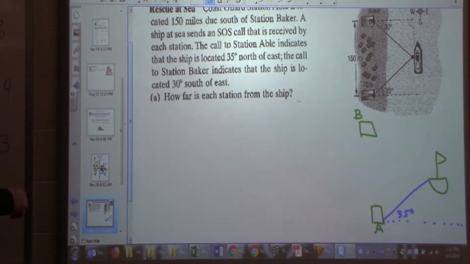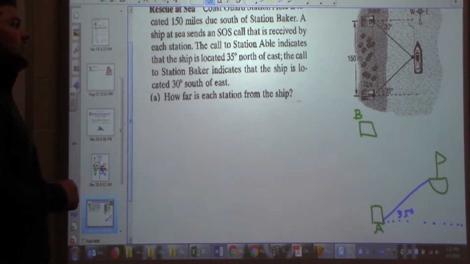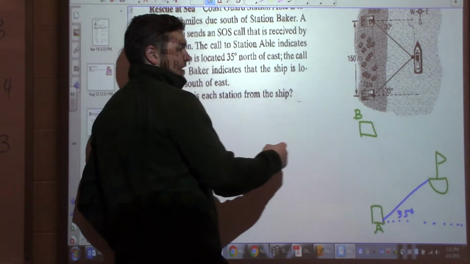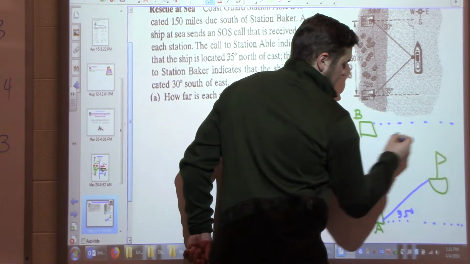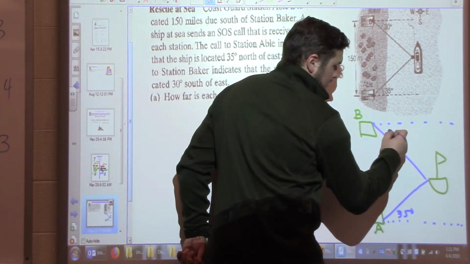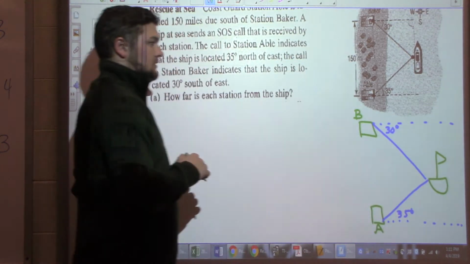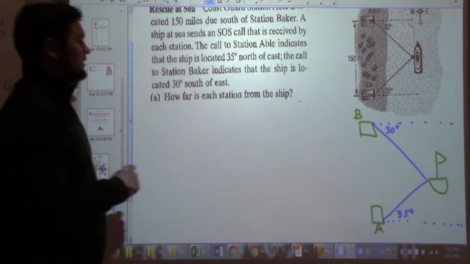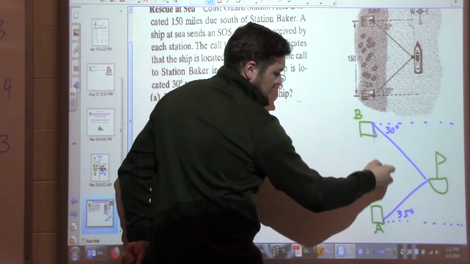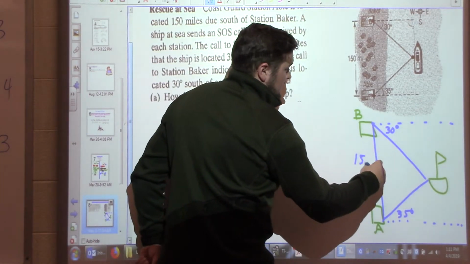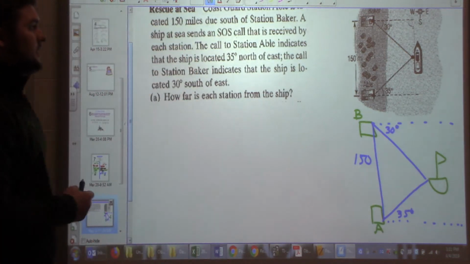The call of Station Baker indicates the ship is located 30 degrees south of east. So I'm going east again. South of that, 30 degrees. So I'm going to connect the 2. They are 150 miles apart.